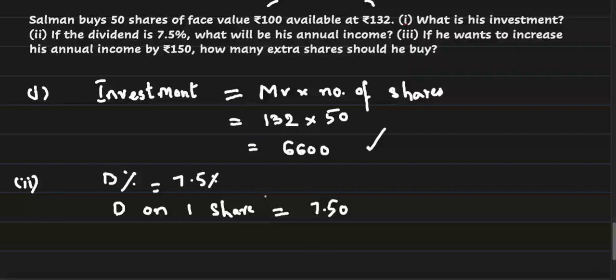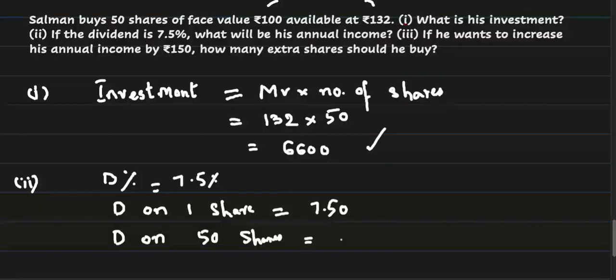So how many shares he has? 50 shares. Dividend on 50 shares, you multiply it by this. How much you will get? 7.50 into 50, that will be 375 rupees. So 375 is your dividend income. Got it? Clear? Very good. Nothing, just multiplying number of shares by dividend per share value. So you will get 375.